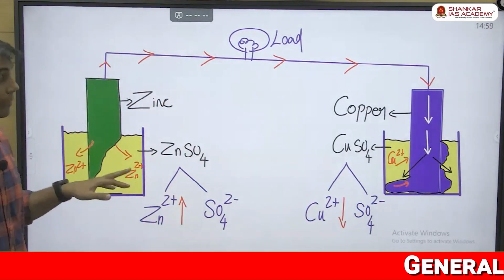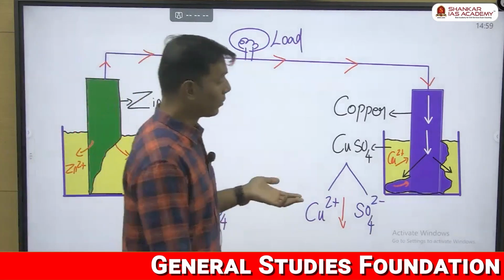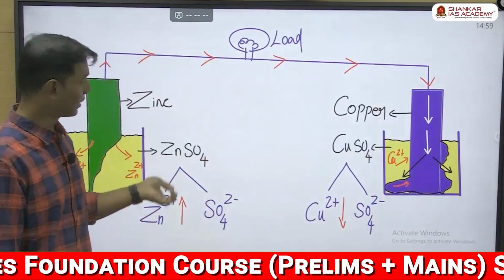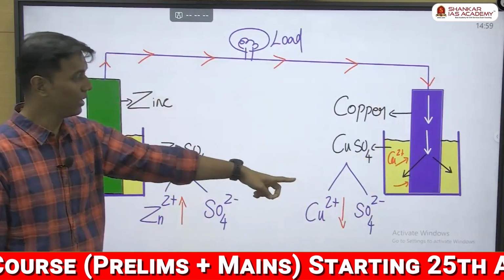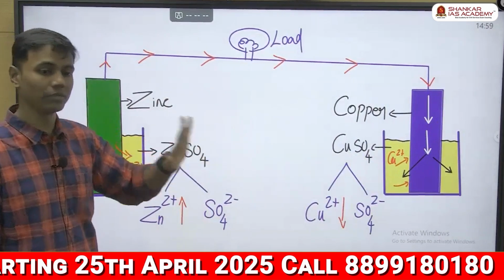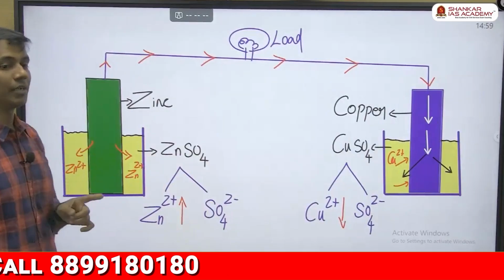This is a primary cell because you cannot reverse this reaction. But if you could connect it to an electrical supply, and bring the electrons back here, then that becomes a secondary cell. That is, the chemical reaction that happened in this direction is irreversible. This is a primary cell. If the reaction can be reversed, then it becomes a secondary cell. Clear? Now, one metal is undergoing oxidation, the other metal is undergoing reduction.